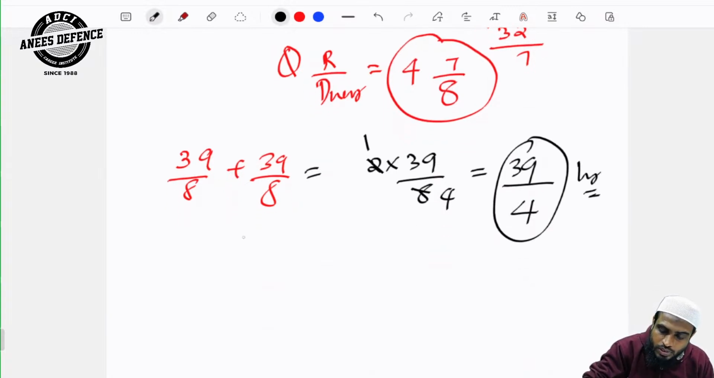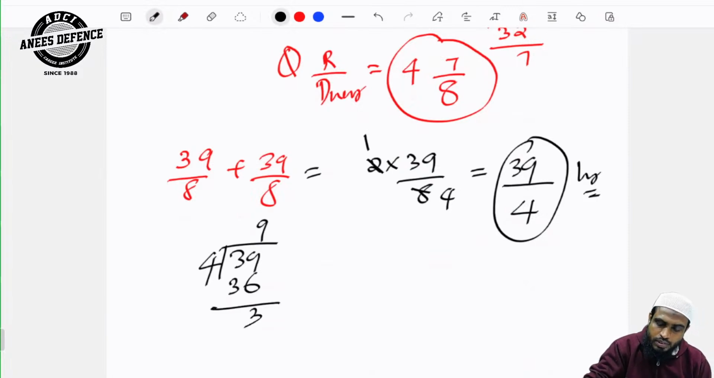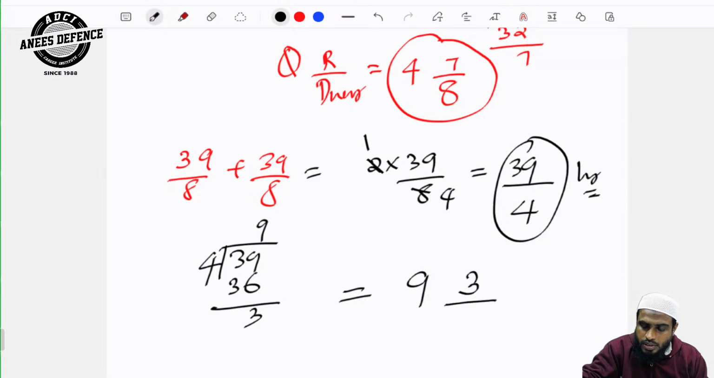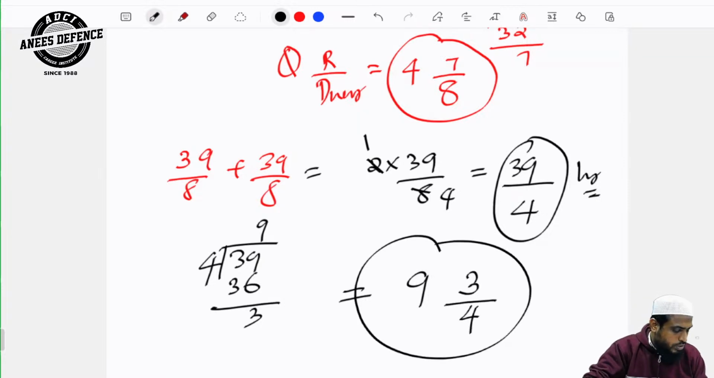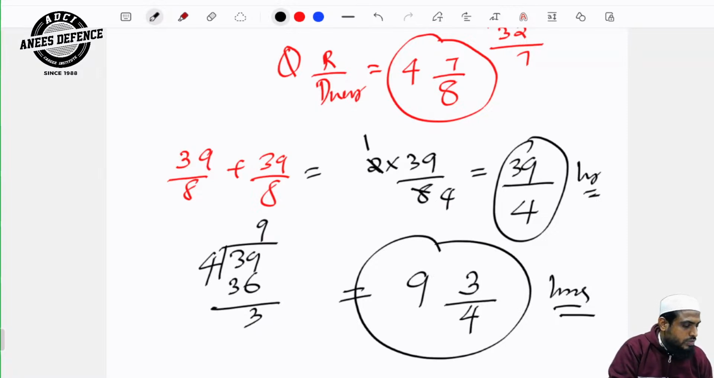So this can be written as 39 by 4 is equal to 9 into 4, 36. Remaining 3. So this can be written as quotient, remainder, divisor: 9 3 by 4 hours. So the answer will be 9 3 by 4 hours.